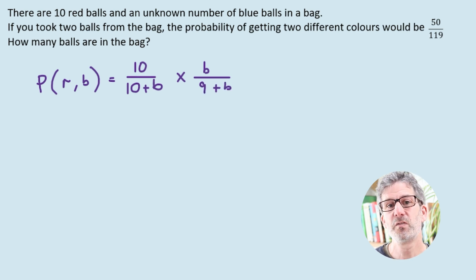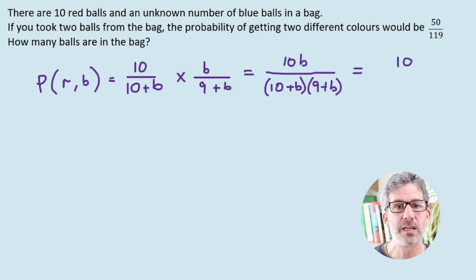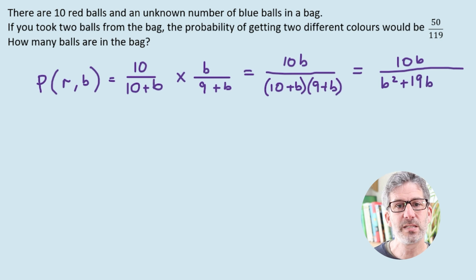If we multiply those two fractions together, then we get 10b over 10 add b multiplied by 9 add b. And expanding those brackets gives us 10b over b squared add 19b add 90. So that's the probability of getting a red followed by a blue.